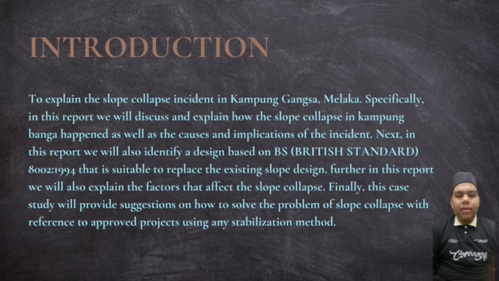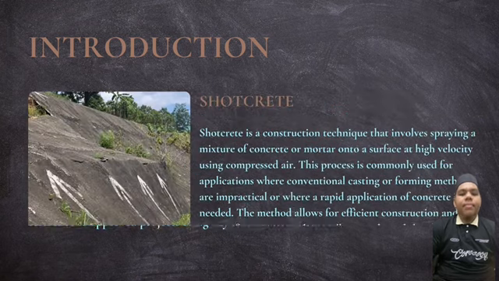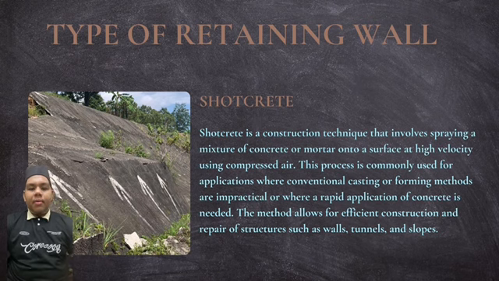Next, in this slide, we will also explain the factors that affect slope collapse. Finally, this case study will provide suggestions on how to solve the problem of slope collapse with reference to a proven project using any stabilization method. Next, I will explain the type of retaining wall used in Kampung Gansa. The retaining wall used is a type of shotcrete.